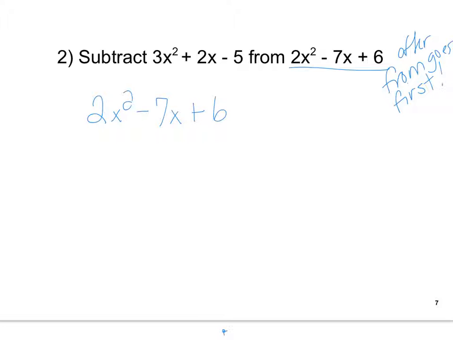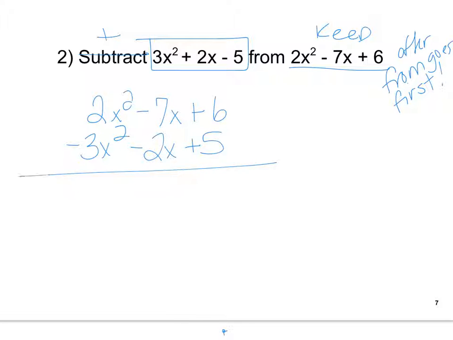Okay, then subtract. So it's still keep, change, it's just kind of out of order. So this is the keep. We change subtraction to addition. We don't really write that in the problem because it gets weird, but you know that now you're adding. And then you change the sign of all these things. So it's positive 3 to a negative 3, positive 2 to a negative 2, negative 5 to a positive 5, and then we simply add.